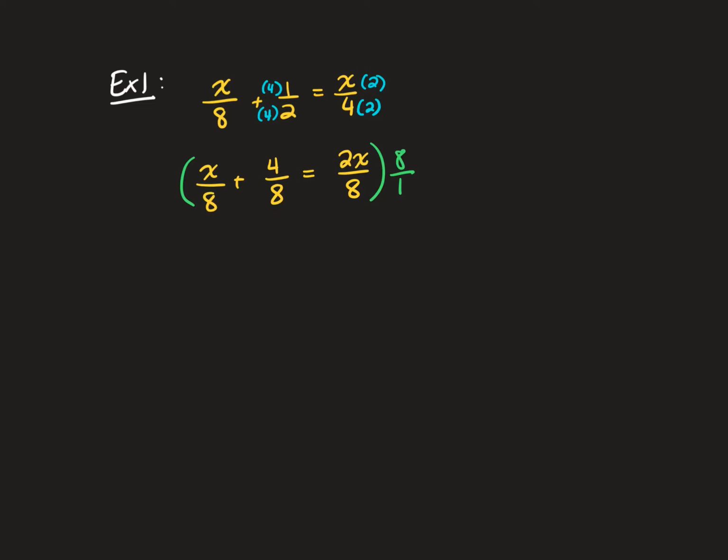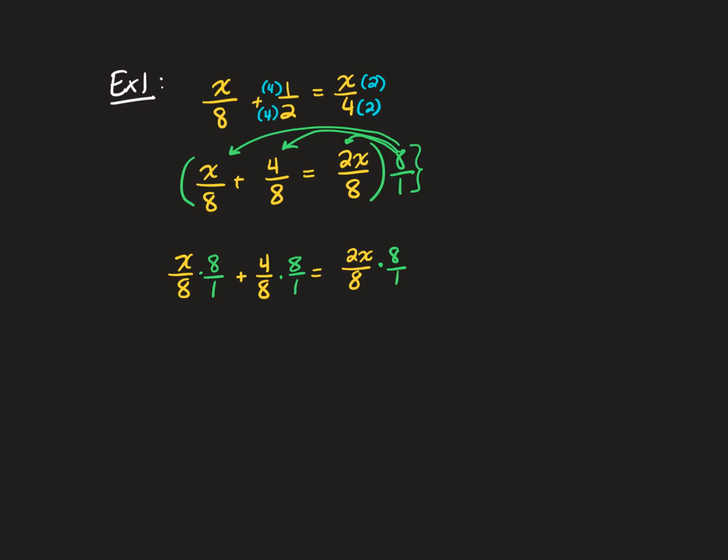What that looks like is this: I would have x over 8, and that would be multiplied by 8 over 1 if I'm distributing this 8. And my rule is when I have one fraction in an equation, I turn everything into a fraction. That is why I wrote that as 8 over 1 and not just 8. Then I would have plus 4 over 8 times 8 over 1, and then equals 2x over 8 times 8 over 1.